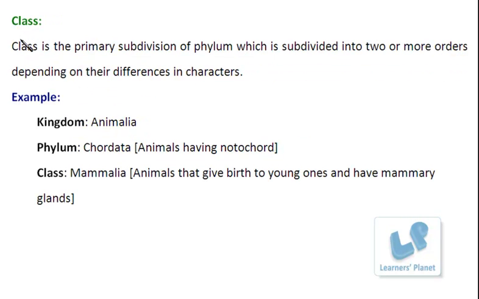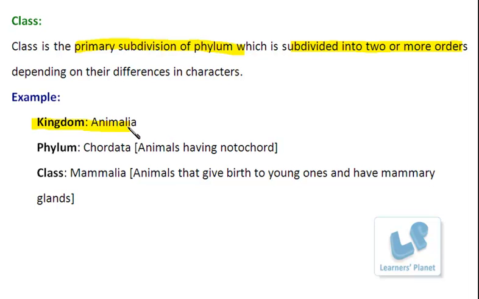Well, the next one is the class. This class is the primary subdivision of the phylum, right? And it is further subdivided into two or more orders, right? That means it is a subdivision present between the phylum and the order. And of course the number of organisms will now keep on decreasing, so it has more similar organisms which are fewer in number now in the class. So let us continue.